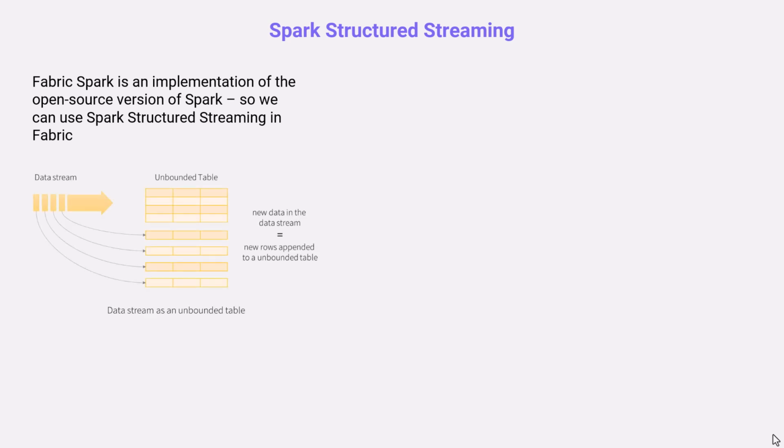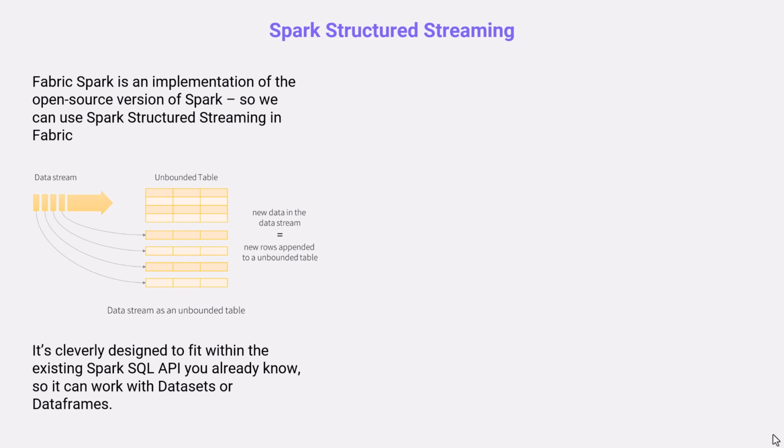Now, the way that Spark structured streaming works, it's actually designed in a very clever way, because it essentially breaks up an incoming data stream into what they call an unbounded table, right? So new data in the data stream is essentially converted into new rows, appended into this unbounded table. So it just goes on forever and ever and ever.